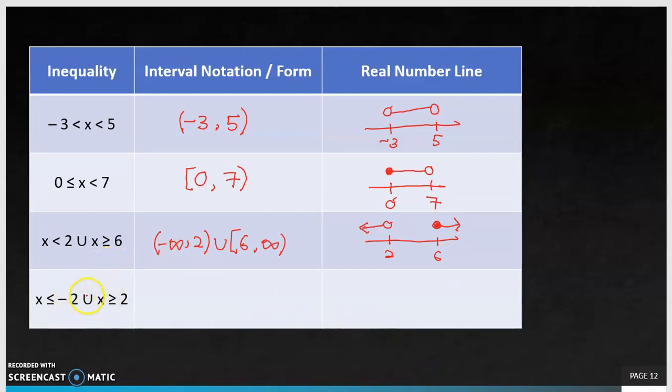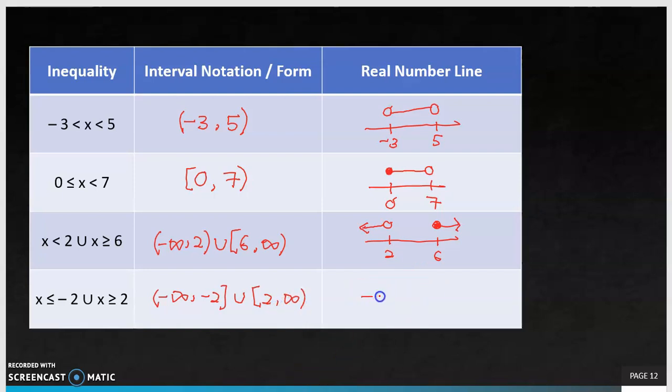Finally, we have another example. x less than or equal to negative 2, or x greater than or equal to 2. Again, we have two intervals, so here we also have two intervals. From negative infinity until negative 2, and negative 2 is included. Since we have a union, here we also have a union. Then x is greater than or equal to 2, which is included, so a square bracket from 2 to positive infinity.